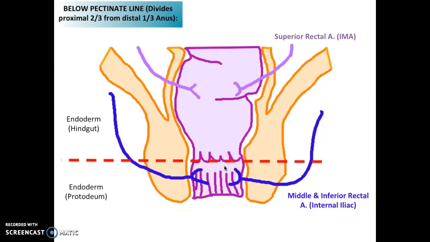And where they do that is at this thing called the dentate line, or the pectinate line, which I've basically put here a red line to delineate, again, the endoderm from the ectoderm. And this divides the anus essentially from the proximal 2/3 up here, from the lower third, distally. So in the proximal 2/3, you get perfusion from the superior rectal artery, which is, like I said, a branch of the IMA. Now, from the distal part below that line, you get perfusion from the middle and the inferior rectal arteries, which is very importantly not from the IMA, it's from the internal iliac arteries. So big test points there.